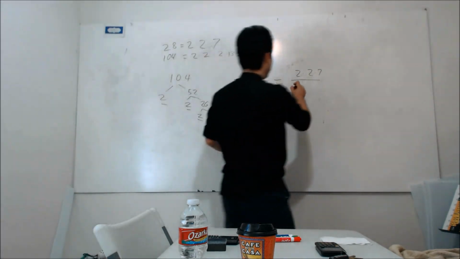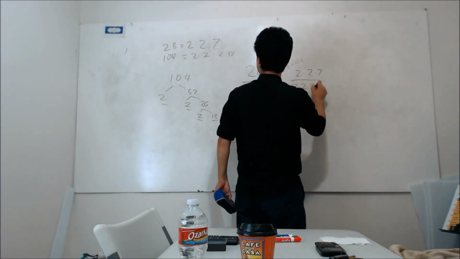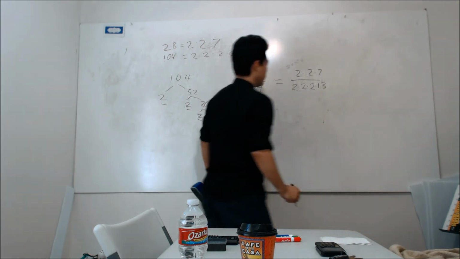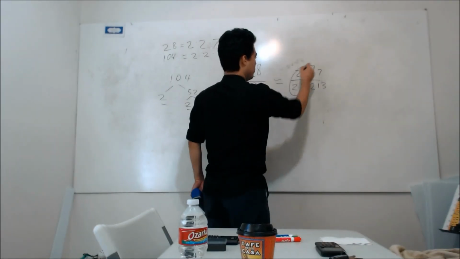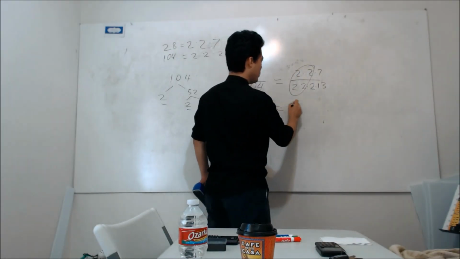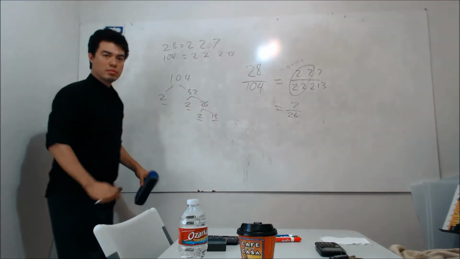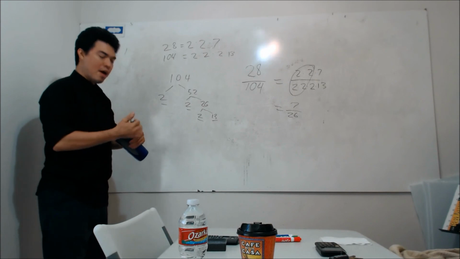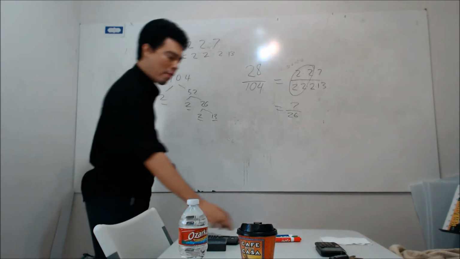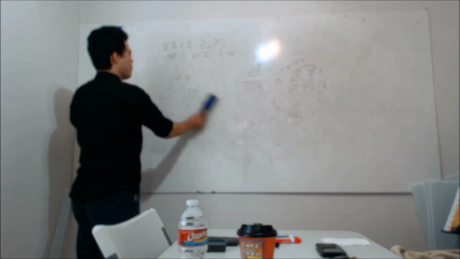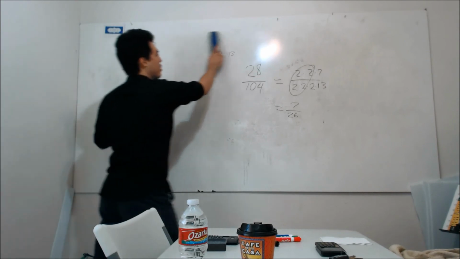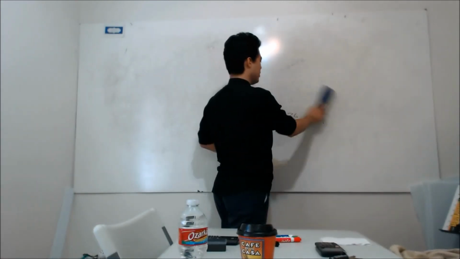So we write that over here. 2 times 2 times 2 times 13. These two are going to cancel, and we're going to be left with 7 over 26. And there you have it. That's how I recommend that you simplify fractions. And try it at home with a few more examples that you can cook up for yourself. And you'll see that this technique is very effective. You get straight to the answer.